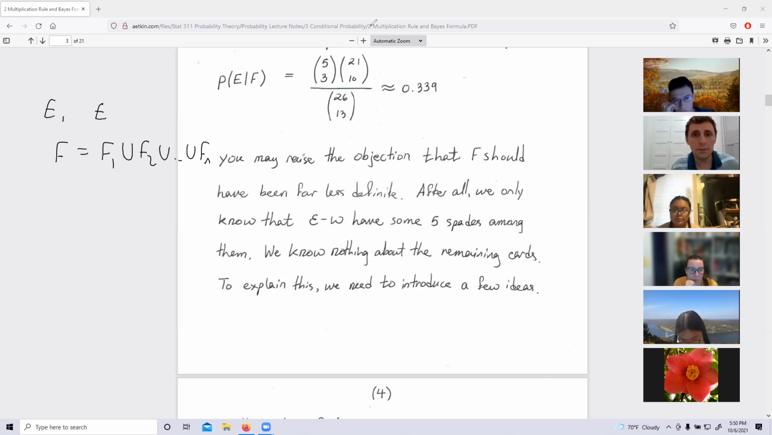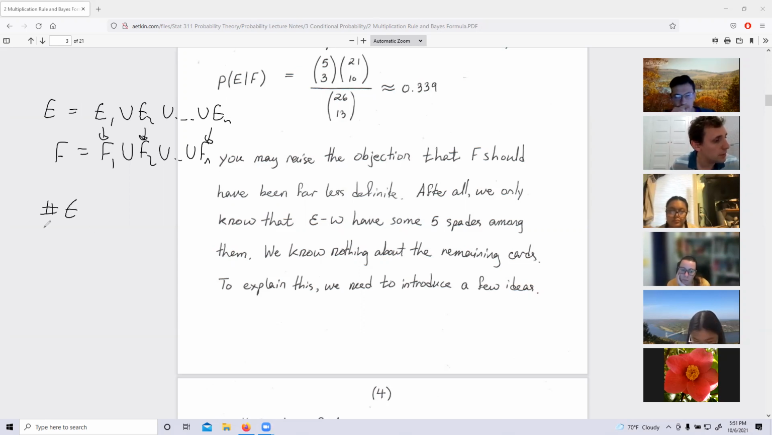And E can be written as E1 union E2 union all the way to En, right? Where each E1 is a subset of the cluster of universes F1 and onwards, right? They're like this. So what happens is that when I calculate number of E divided by number of F, this is the same as the number in E1 divided by number in F1. You follow how I'm thinking?